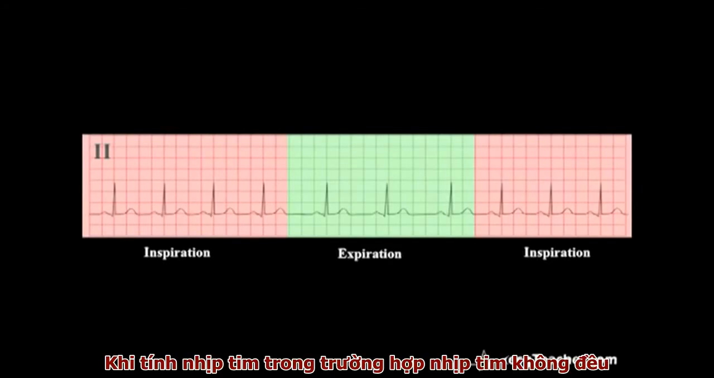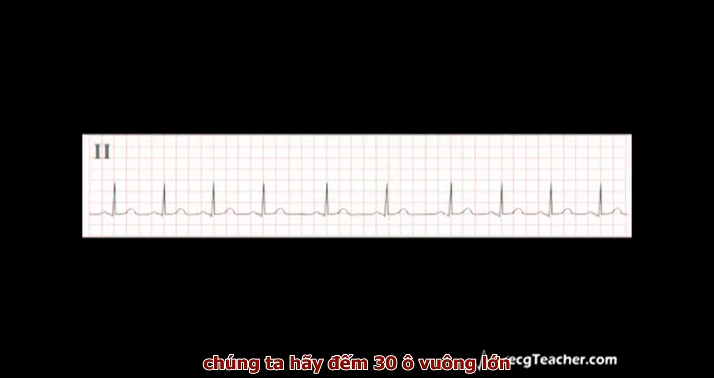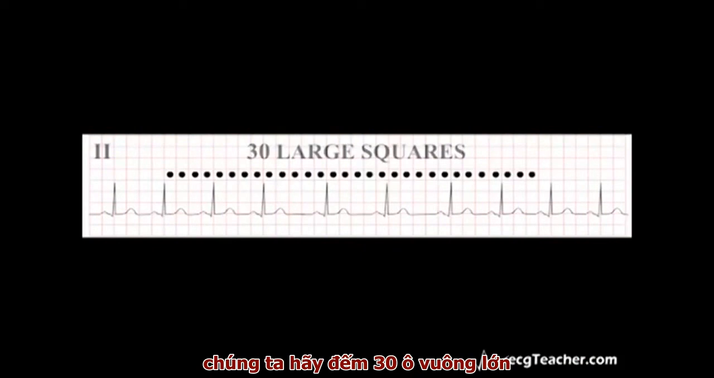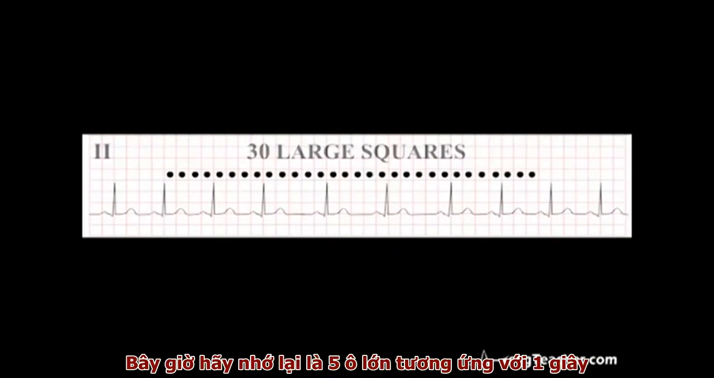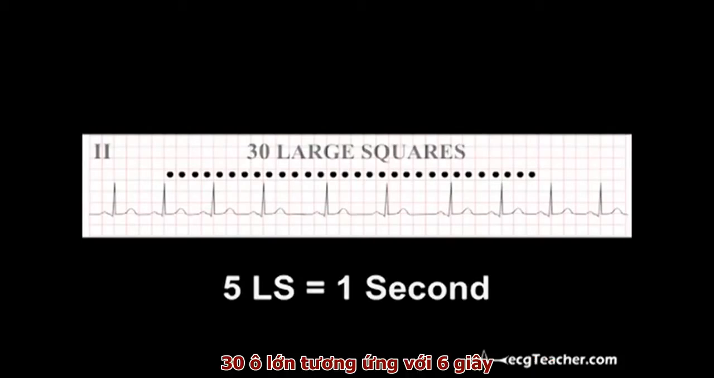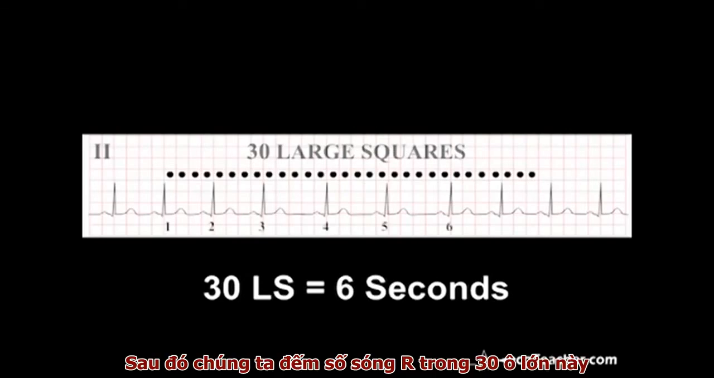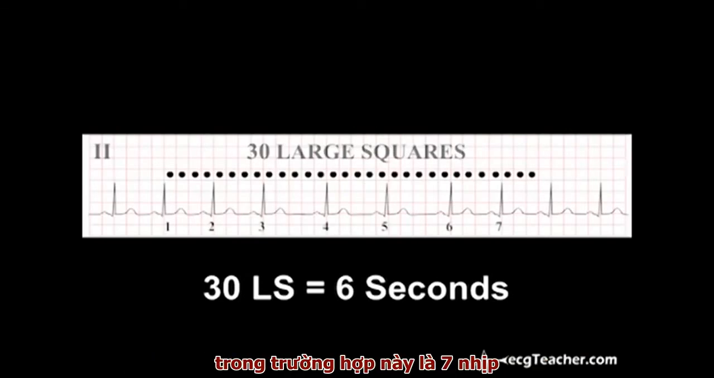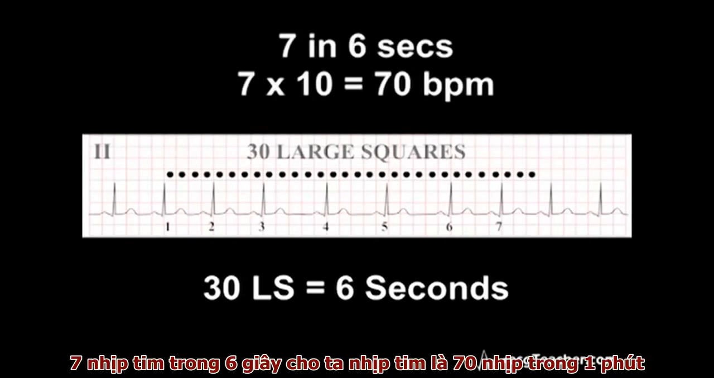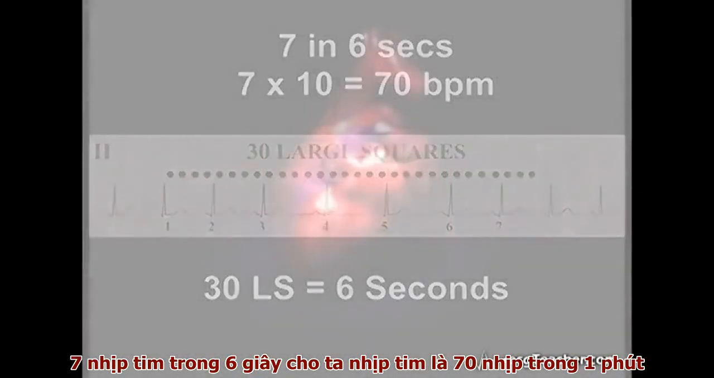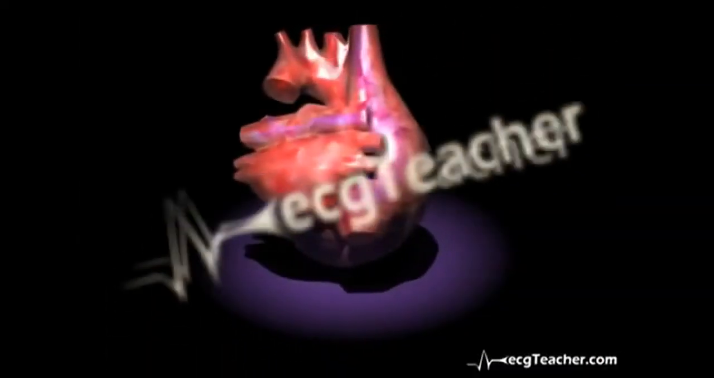When calculating the heart rate from an ECG in the presence of an irregular rhythm, count out 30 large squares. Now, remembering that 5 large squares equates to 1 second, 30 large squares corresponds to 6 seconds. Count the number of R waves in these 30 squares. In this case there are 7. 7 beats in 6 seconds gives a heart rate of 70 beats per minute.